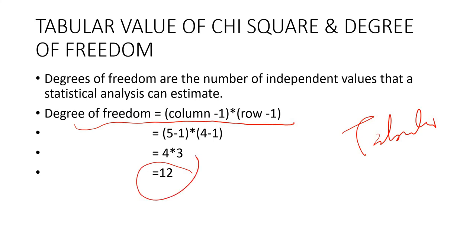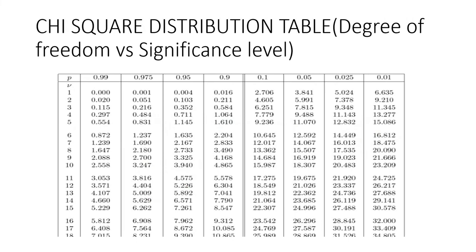Now I am explaining to you the tabular value of chi-square. For that, you need to have the chi-square distribution table. You can get it from the net. This chi-square distribution table is a unique table, it's common. You can get the table from the net. So this table, I have put it here. This is the chi-square distribution table. We need to find out the value of chi-square here.